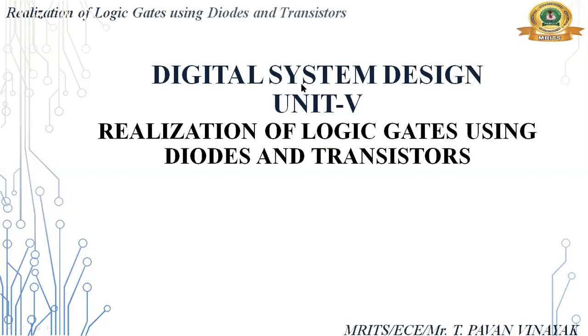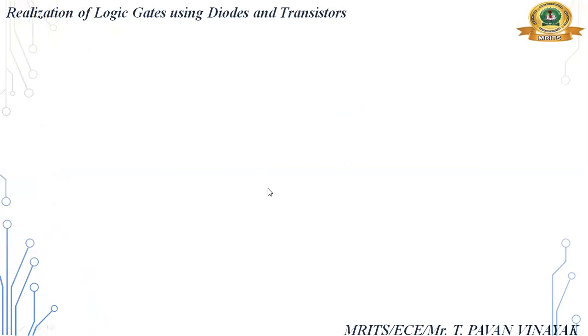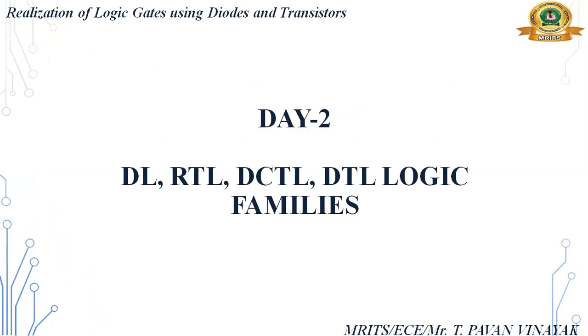So good afternoon everyone. Today we learn about Unit 5, some logic families. Those logic families are DL, diode logic, resistor transistor logic, direct coupled transistor logic, and DTL, diode transistor logic.